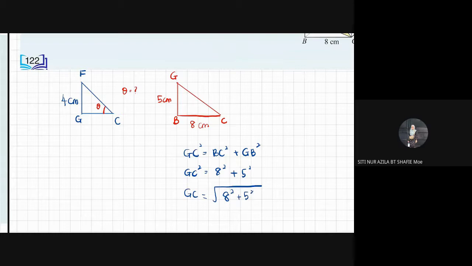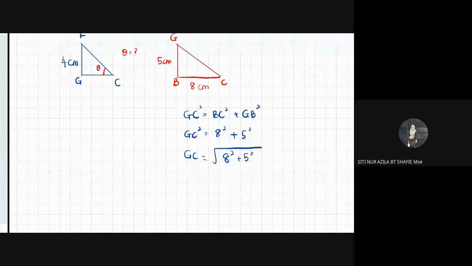Okay, find the answer for me. Square root of 8 square plus 5 square. Yes, correct, Kunwe. 9.4333.